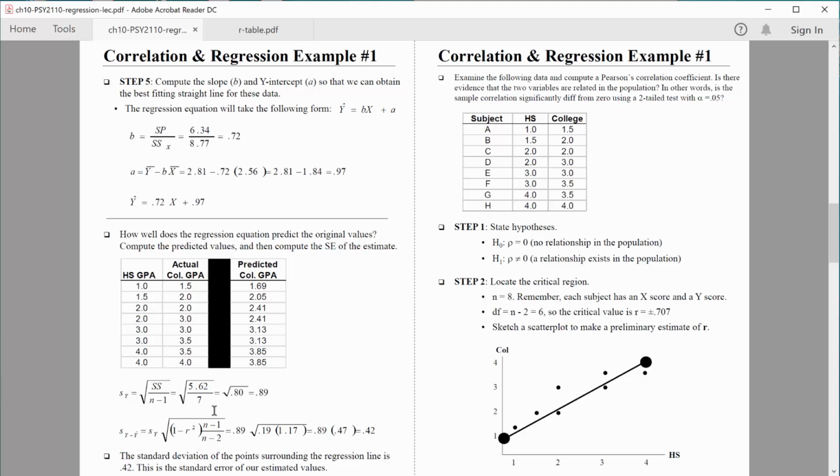So here's our equation right here, right underneath that hand. It shows that we're going to need S sub y. S is always standard deviation. That's just the standard deviation for the y variable. So we're going to have to compute that.